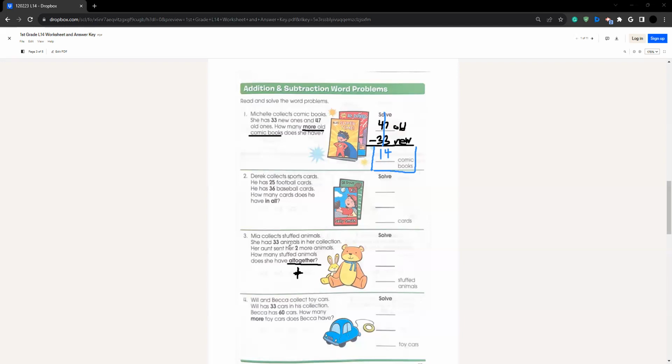Yes. And so 33 is what she already had in her collection. And if her aunt gave her 2 more, we need to add 2. And we do addition. 33 plus 2 is, we'll count the ones place. 3 plus 2 is 5. And bring down the 3, so 35.